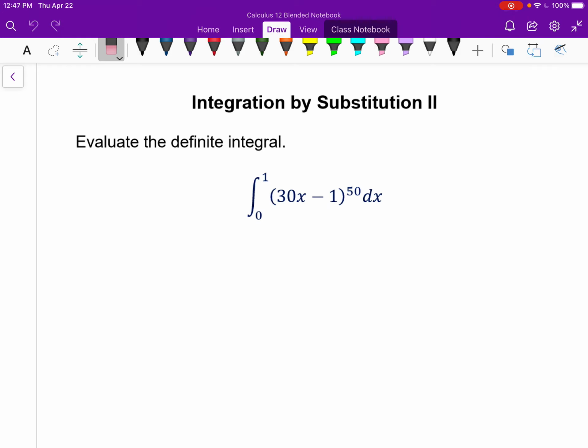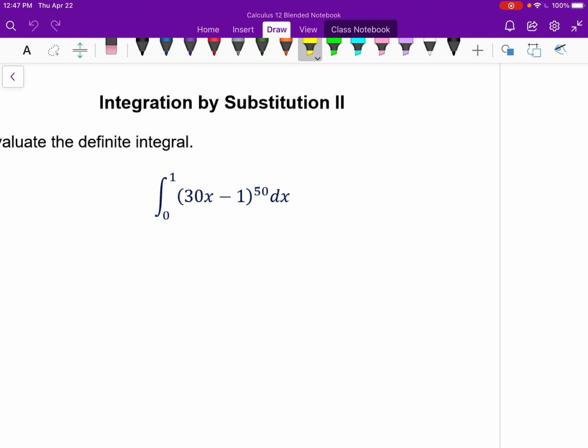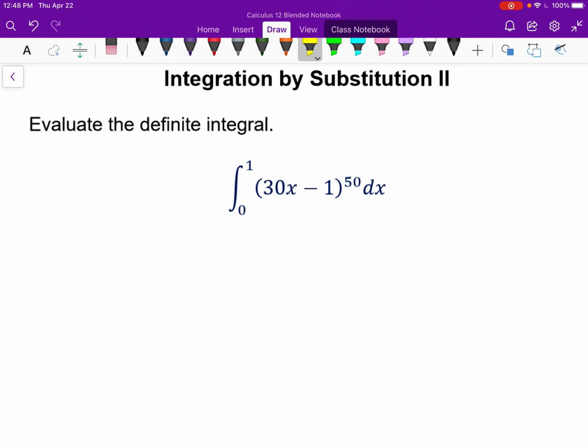All right. So to do this, really the majority of our work is finding the antiderivative, because I know that this will equal the antiderivative of this at 1 minus the antiderivative of that same thing at 0. So really most of my work is, okay, what's the antiderivative of 30x minus 1 to the power of 50? Well, again, I can see a composition of functions taking place here, so I know I can't just use the power rule in reverse right away, which means I probably want to use integration by substitution.